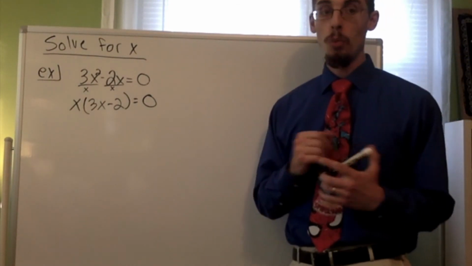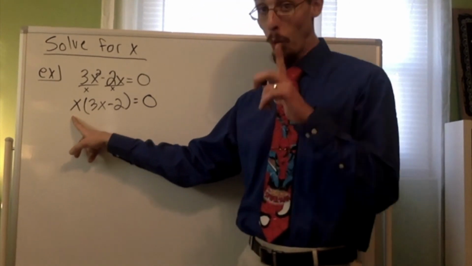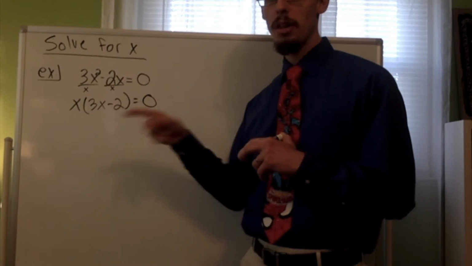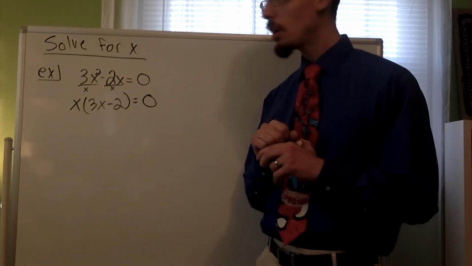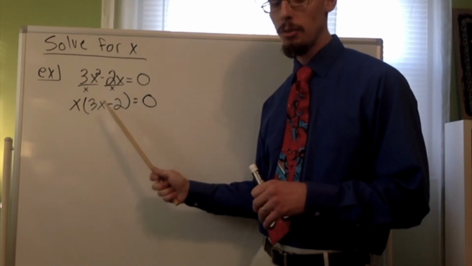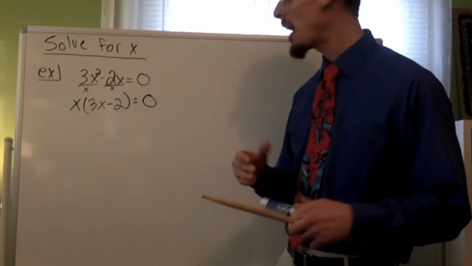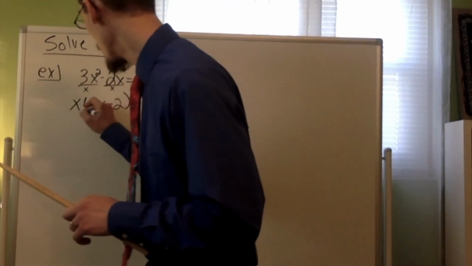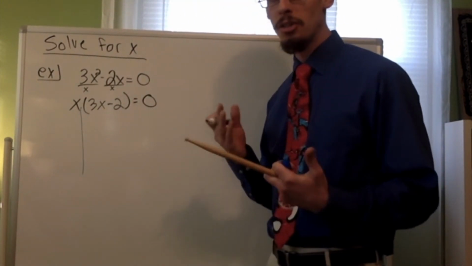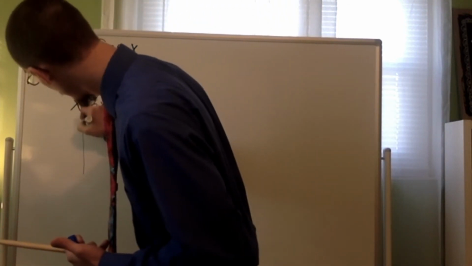Now, if you look at this, what are my two factors? I have x, that's one of them, times 3x minus 2. There's the second one. So x and 3x minus 2, those are my two factors. So I'm going to draw my dividing line right here, because that's where my two factors are split, right? So I'm going to draw this extra thick here.